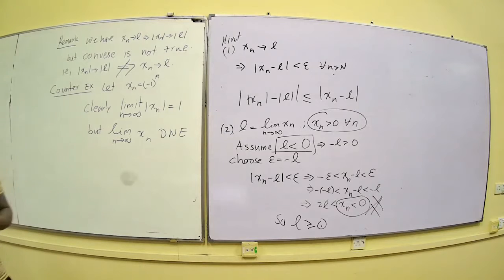But we already proved that the limit of this sequence does not exist. This xn will oscillate between minus 1 and plus 1, so no finite limit exists, and not even an infinite limit. The limit does not exist for the sequence minus 1 to the power n. So that is the counterexample of this result.